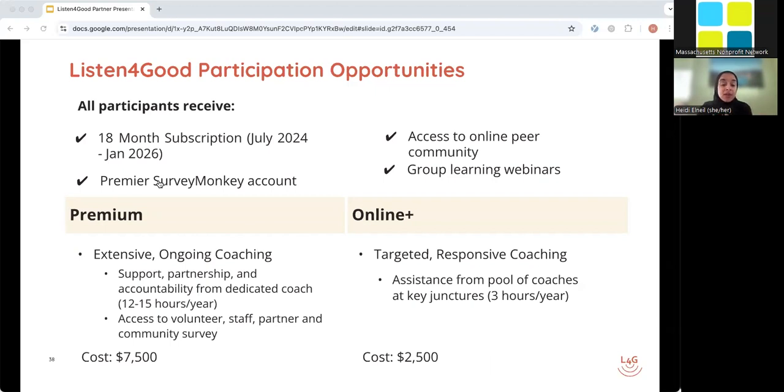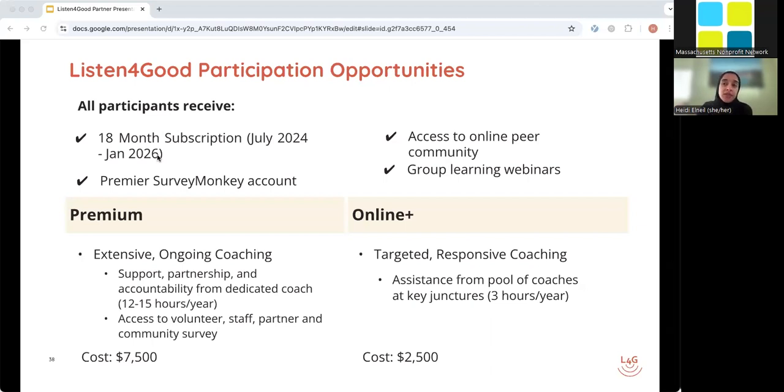Online Plus is more of a self-directed program. So you have all of the online resources, and then you have targeted coaching at key steps. You'll notice that we're looking at somewhere between 12 to 15 hours a year versus 3 hours a year. The other thing that Premium has is survey templates for volunteers, staff, partners, and community, as well as a client survey. Online Plus is really a client survey focused program.